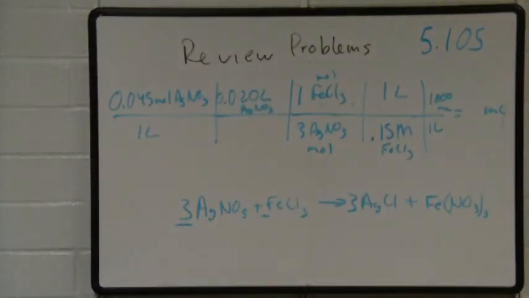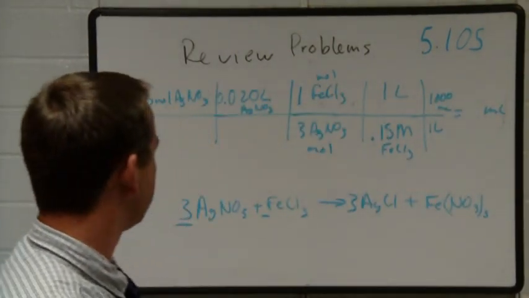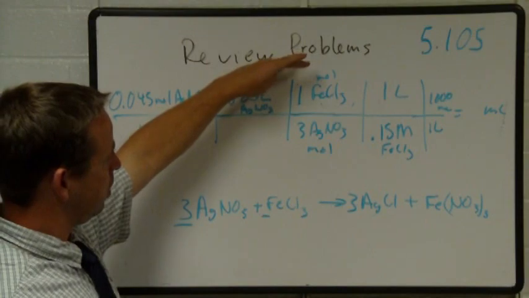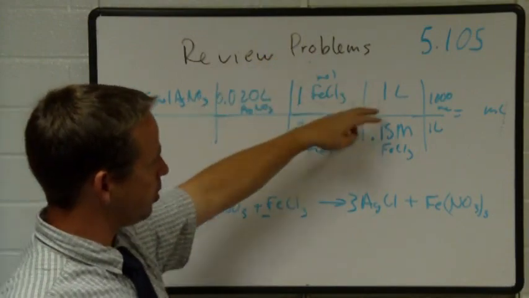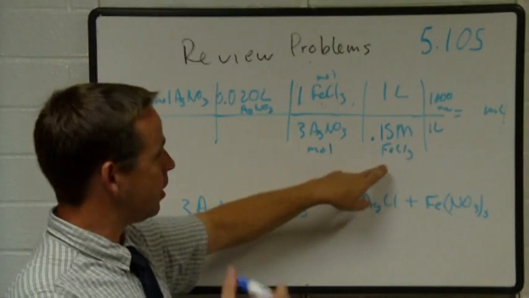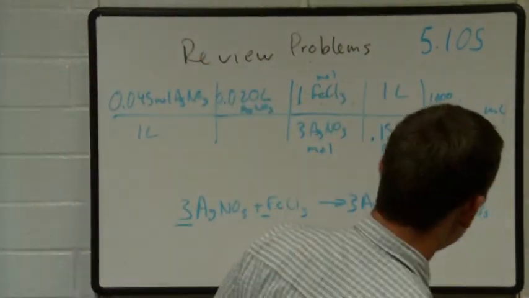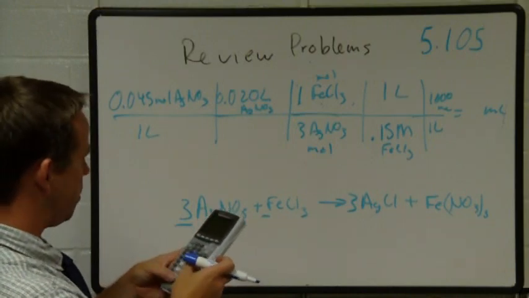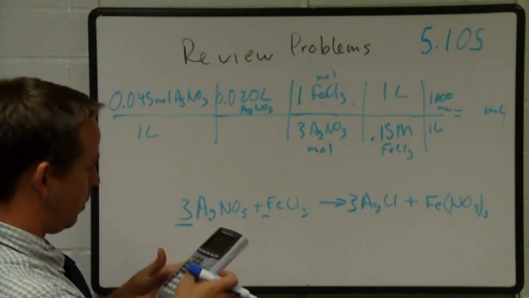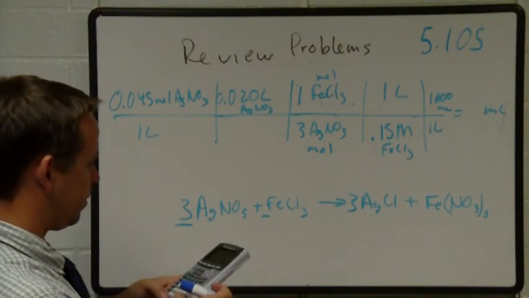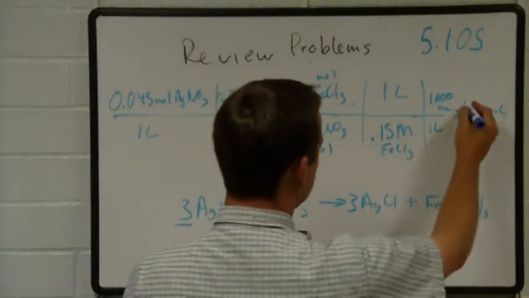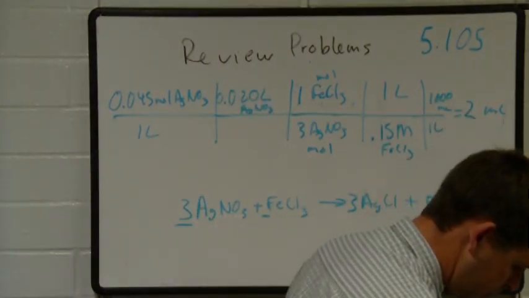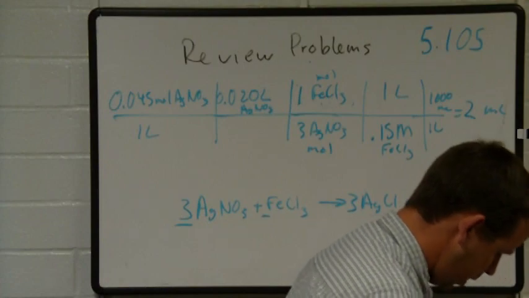All right, so we are in moles of iron chloride. We divided by the molarity, how many moles per liter? And then converted liters to milliliters. All right, so we have 0.045 times 0.02 divided by 3 divided by 0.15 times 1,000. And it looks like 2 is our answer, 2 milliliters. So let's double check that. 105, 2 milliliters. All right, got it. 107.